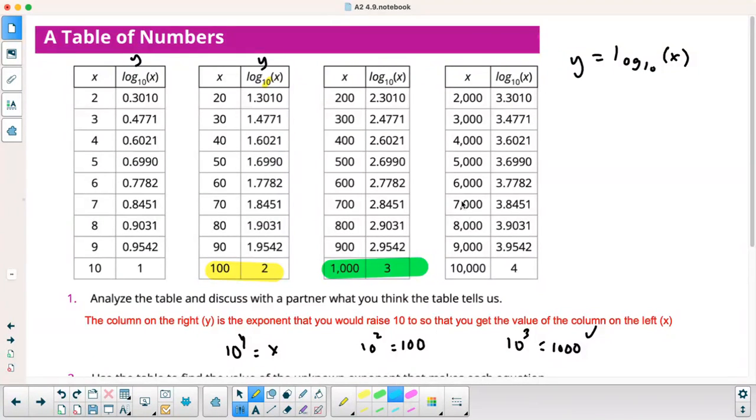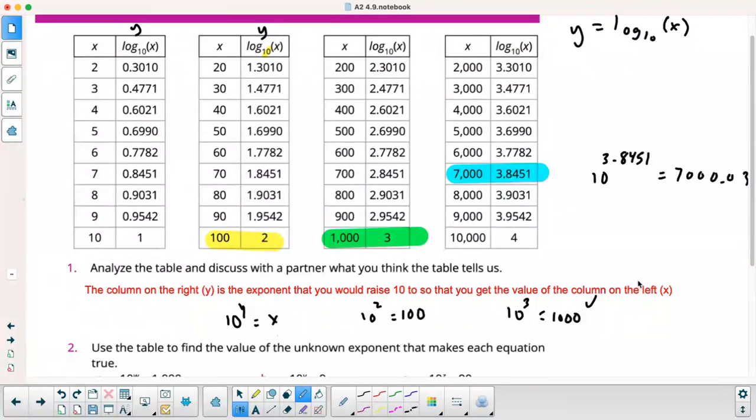So maybe try a decimal here. Let's do this one, see if it works. So you're going to say 10 to the 3.8451. See if that gives us 7,000. So you're going to check it out on your calculator. 10 to the 3.8451. And sure enough, it gives me 7,000. Now it's actually not exact. It's actually 7,000.03, and it keeps on going, but pretty close. All right, so that's what these tables tell us.